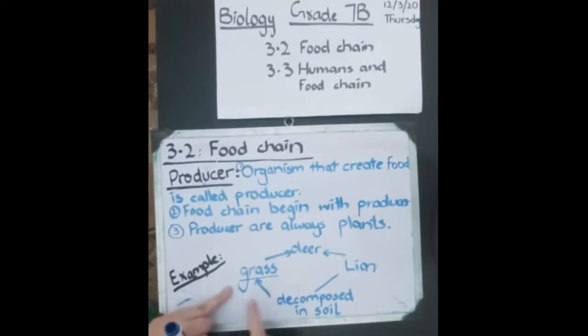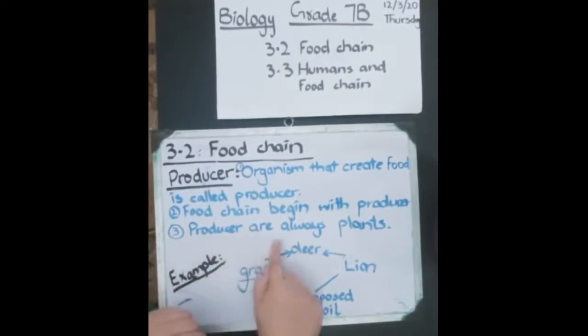So now see here. Point number 1, organisms that create food are called producers. Grass creates food. Okay, grass creates food for deer. Number 2, food chain begins with producer, or you can say that food chain starts with a producer. So food chain will start from here, from grass. And number 3, producers are always plants. So in this whole food chain, grass is a plant.